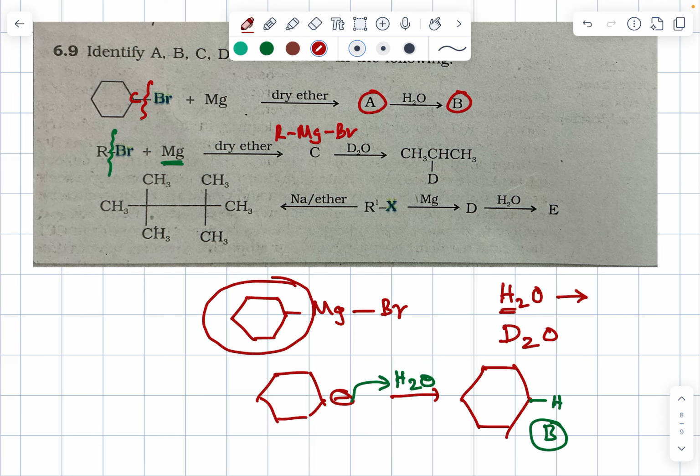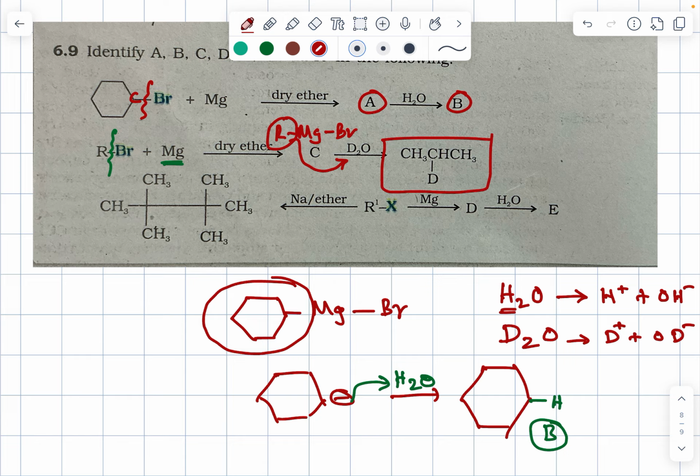Okay. So H2O, how can you separate it? It can be separated into the ions H plus and OH minus. Similarly, D2O can be separated in the form of D plus and OD minus. So now this R group of the alkyl group is the nucleophile, and it is going to abstract the positive source, D plus. As a result, I am going to get this product.